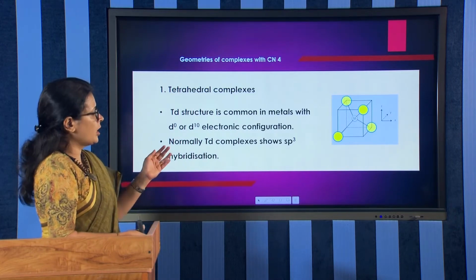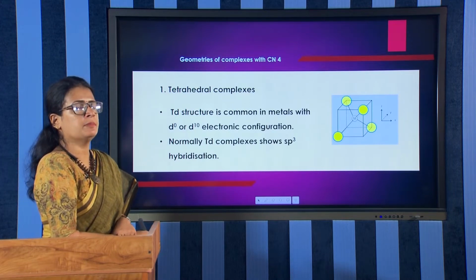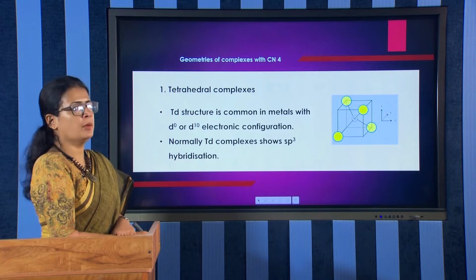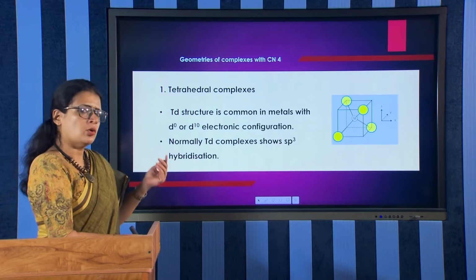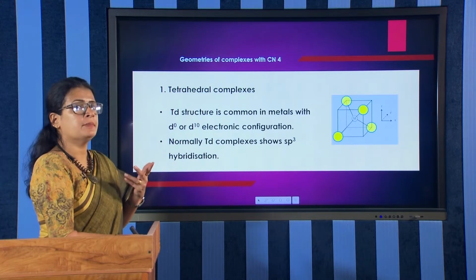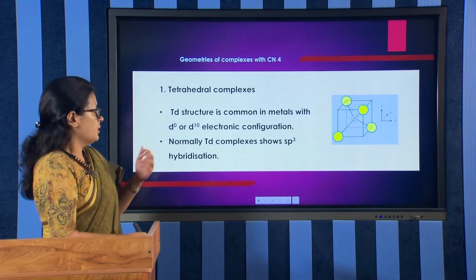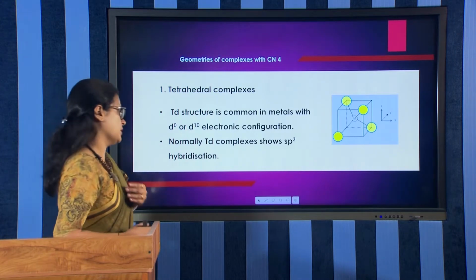And normally tetrahedral complexes show sp3 hybridization. You may be familiar with the different hybridizations: sp, sp2, sp3, etc. sp3 means one s orbital combines with 3 p orbitals to form 4 sp3 hybrid orbitals. So, tetrahedral complexes will have sp3 hybridization.